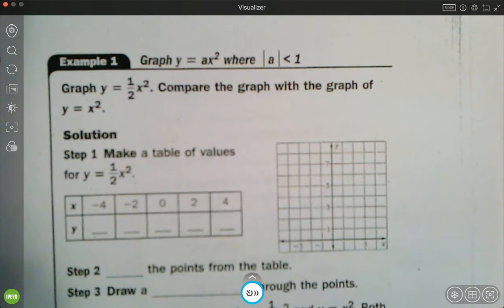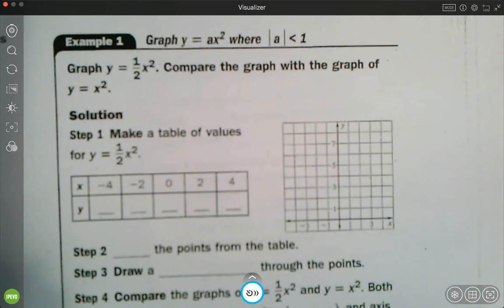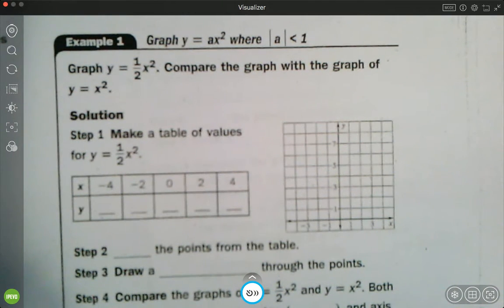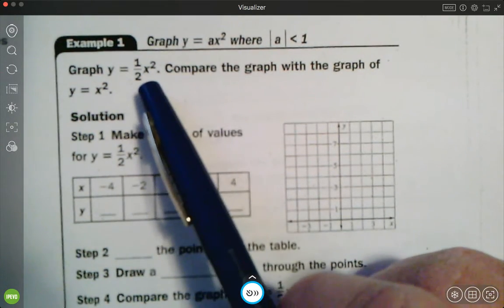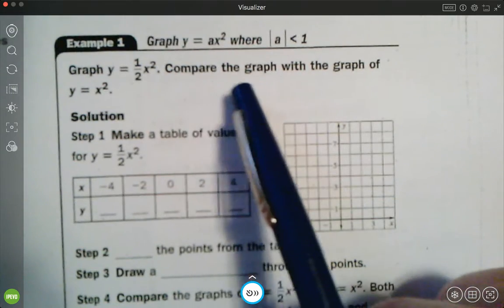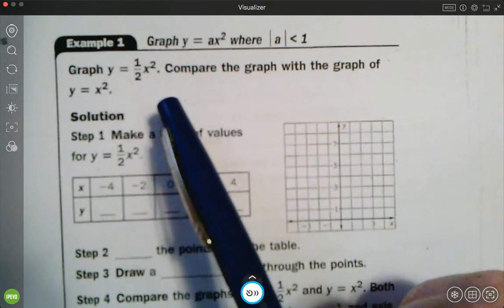So first, this is exciting, guys. We're graphing our first quadratic. So we're not solving, we're not factoring, we're just graphing it, okay? So just to recap, we've been in linear world before, we've been in exponential form before, and now we're in quadratic land of graphing. So pretty cool stuff. So let's go through the first example. You'll see here, graph 1/2 x squared and compare it to y equals x squared, okay?